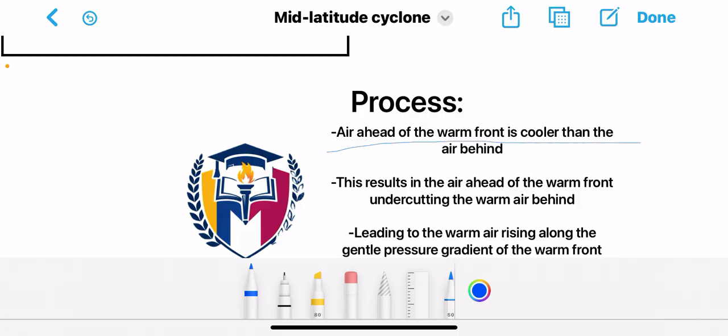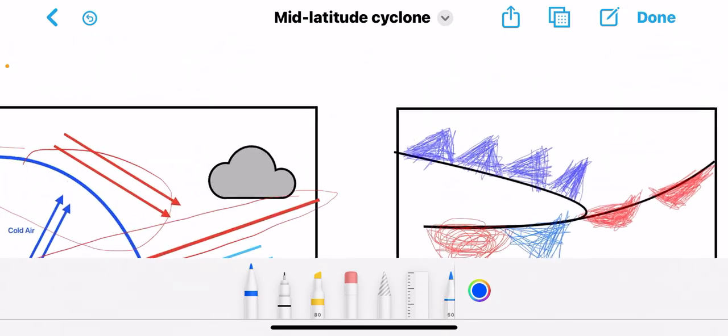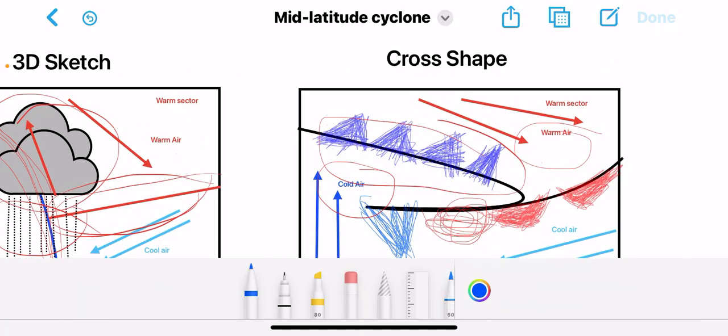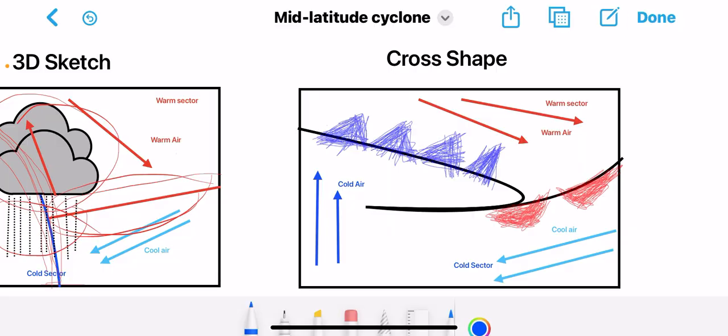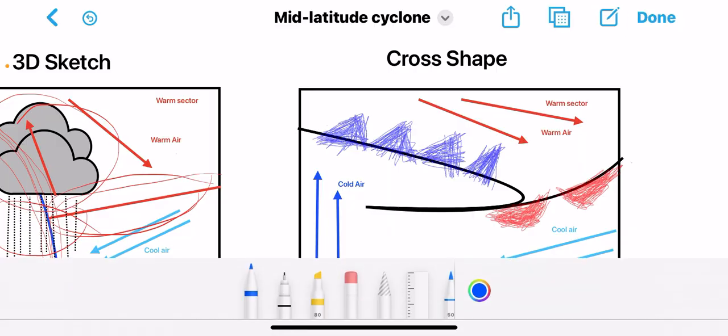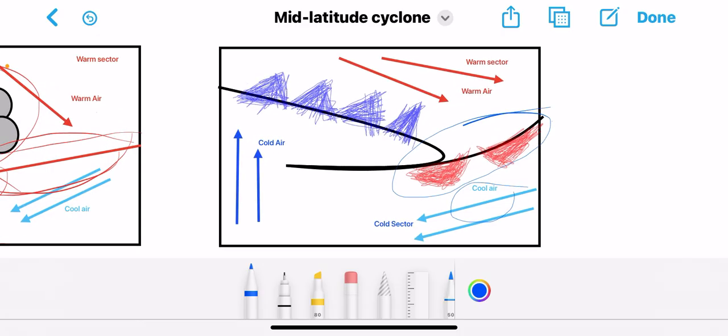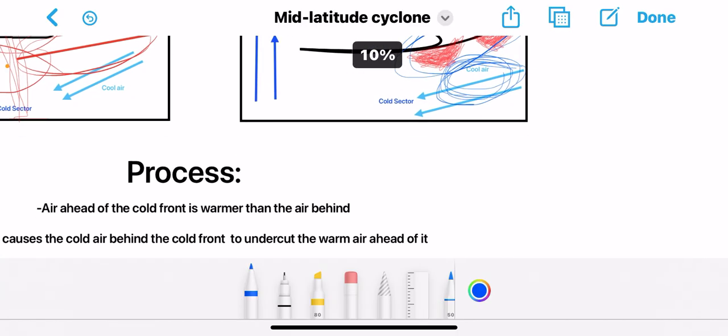Air ahead of the warm front is cooler than the air behind it. Let me go back to that sketch, because on that one I did not finish it. Remember, we say what? Air ahead of what? Of the warm front. This is the warm front. We are saying air ahead of the warm front is colder. Remember, we have cool air ahead of the warm front, and behind the warm front we have what? Warm air. So we say air ahead of the warm front is colder than the warm air behind it. Okay?